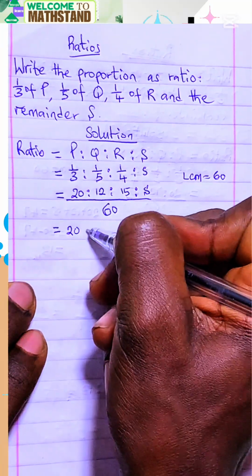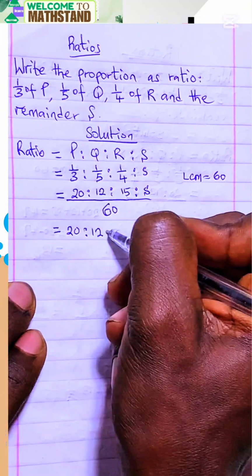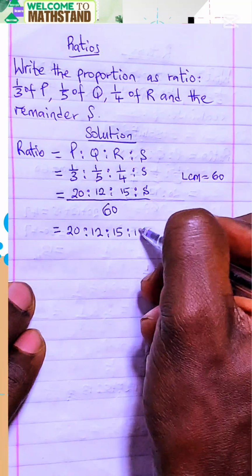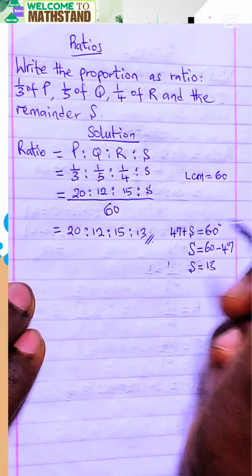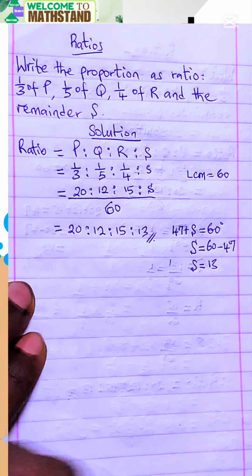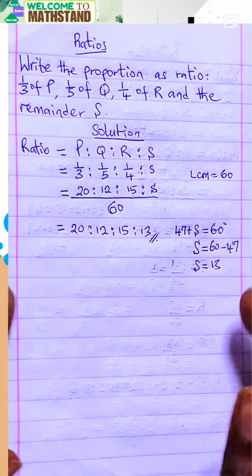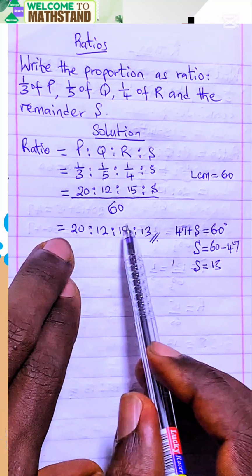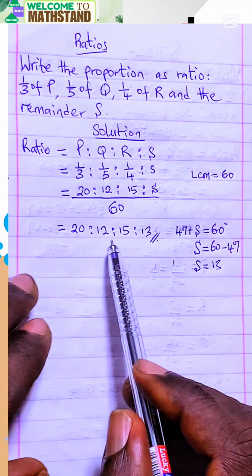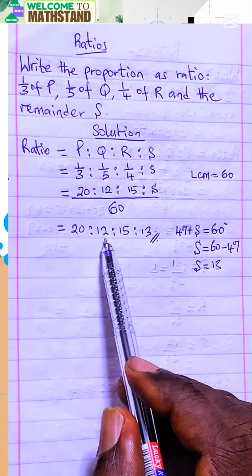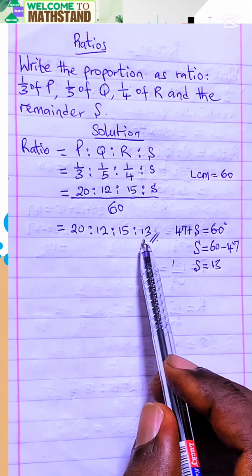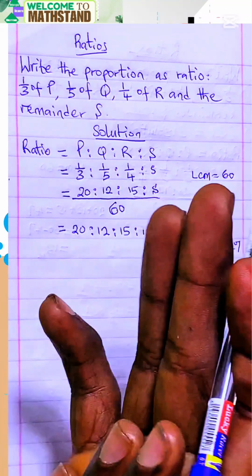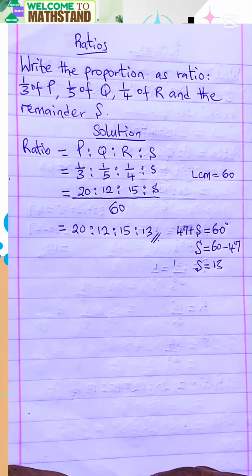So therefore we now have this to be 20 is to 12 is to 15 is to 13 as our what? Ratio. So we don't have any other thing, because none of them can be reduced. You can say they cannot be reduced since they don't have anything in common. So we have 20 is to 12 is to 15 is to 13 as our answer. So I hope this is well simplified.